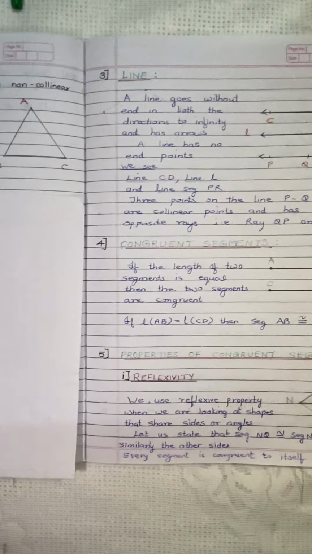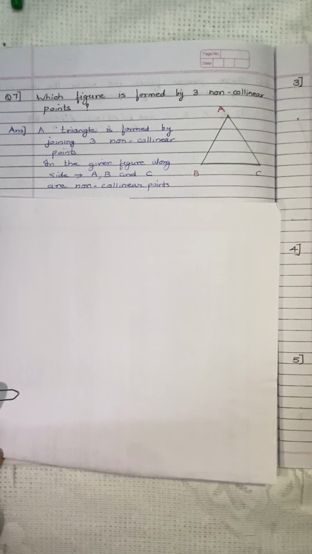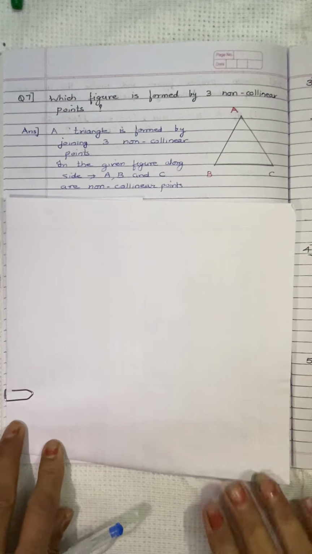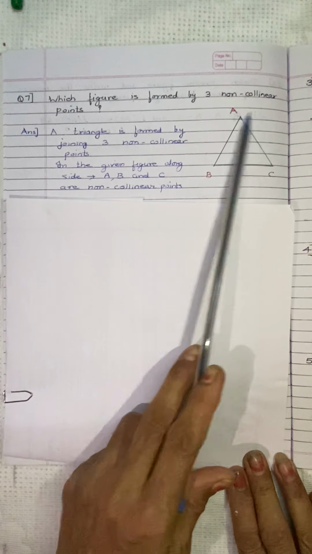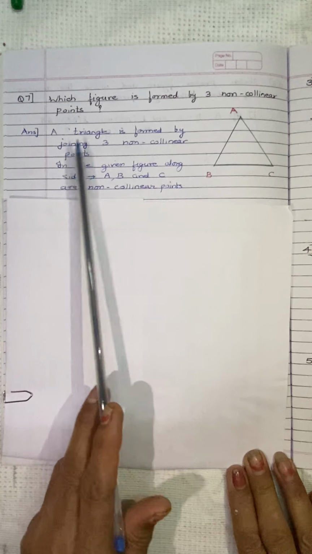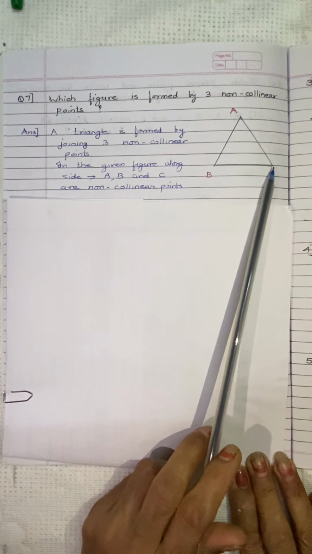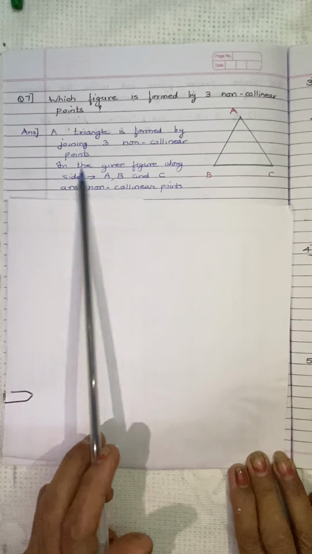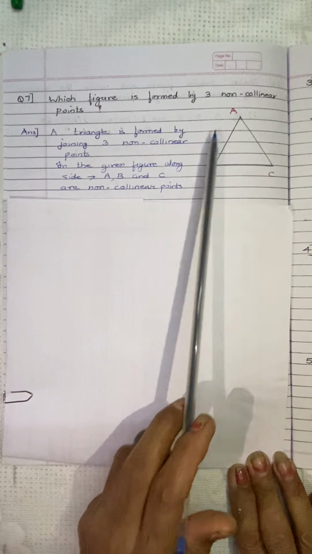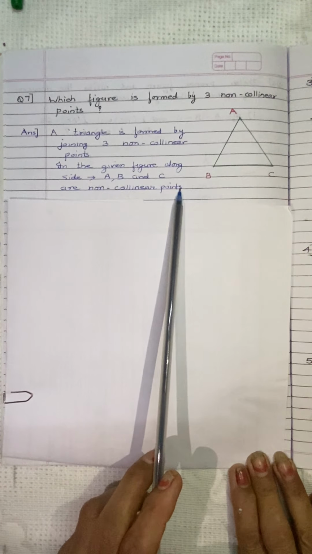And the last question of the exercise, that is, which figure is formed by 3 non-collinear points. Now non-collinear points means 3 points are not on the same line. So a triangle is formed by joining 3 non-collinear points in the given figure alongside. You can see this figure, A, B and C are non-collinear points.